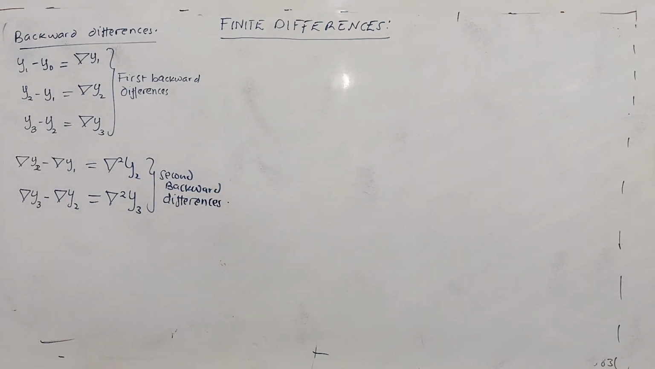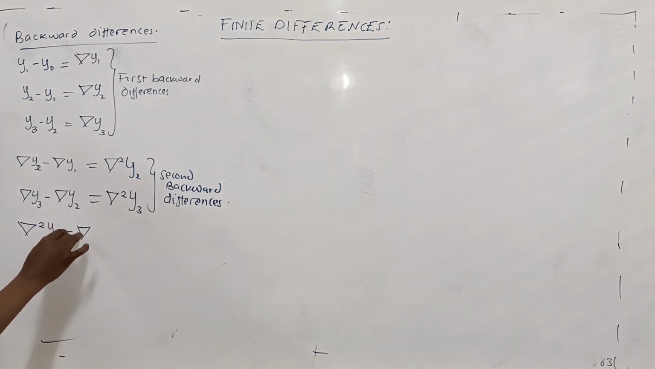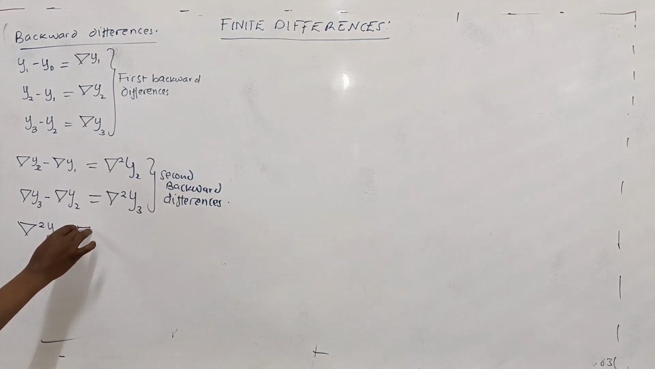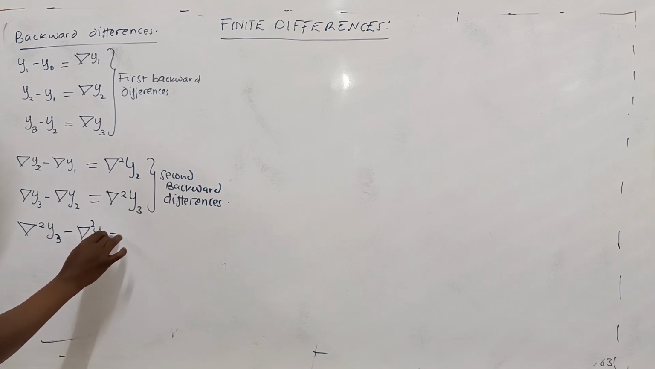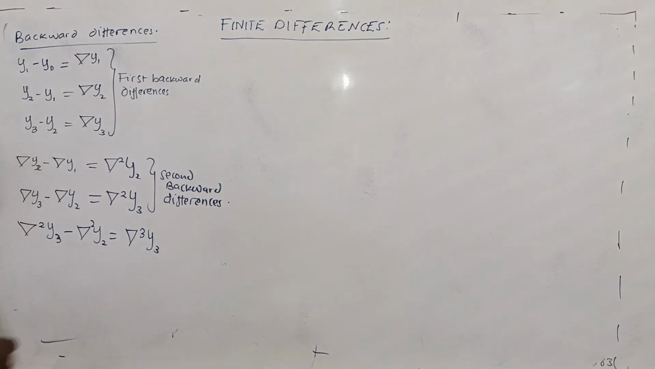Similarly, we can use the second backward differences to create third backward differences. For example, the second backward difference of y3 minus the second backward difference of y2 will give us the third backward difference of y3, and so on. So these are third backward differences. That's how we create the backward differences table.